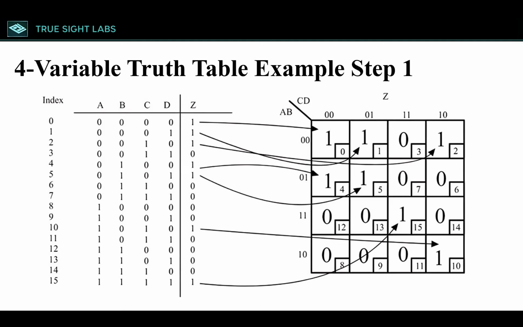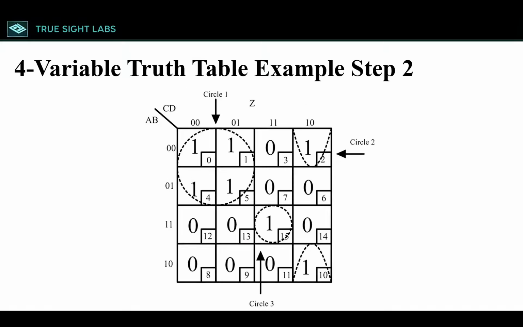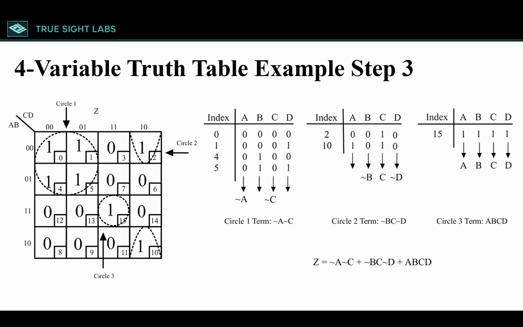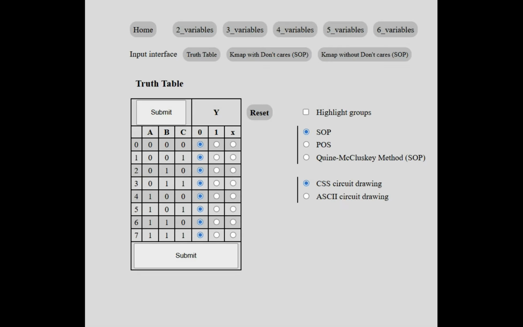So, to start, step 1 is to map the Z column into the 4-variable K-map, as shown. Step 2 is to circle the ones using the grouping rules, which gives us these 3 circles, including the wraparound group on the right. Step 3 is to generate one term per circle and add them together, which gives the following expression for Z.